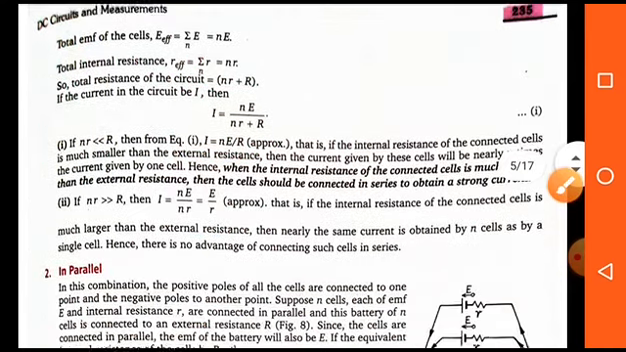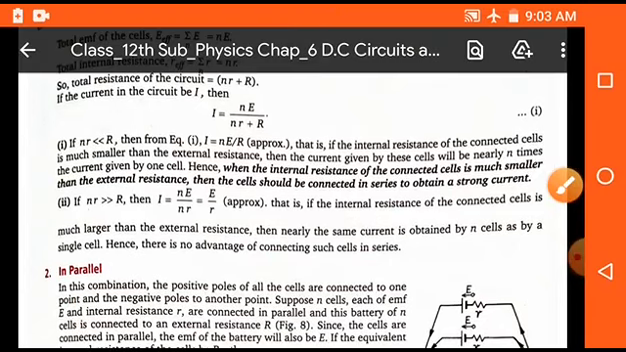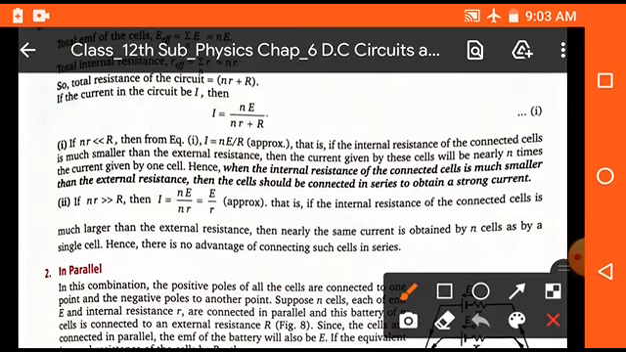Now there are two conditions possible here. Condition number one: if nr is less than capital R, it means that we can neglect nr in comparison with capital R. So on neglecting nr, we get I is equal to n times E upon R, and n times E upon R means n times the current flowing through the cell, or you can say flowing through the external resistance.